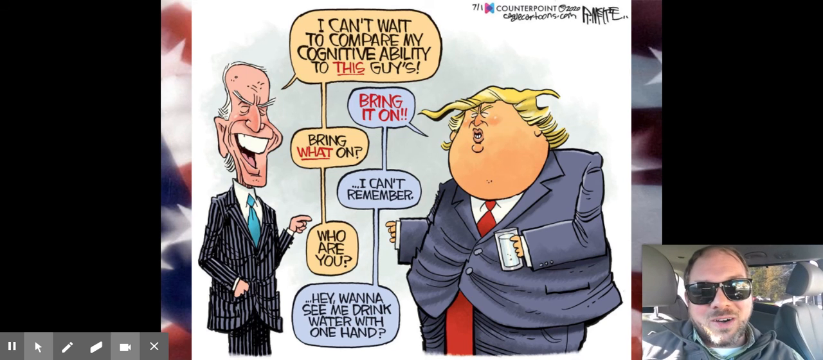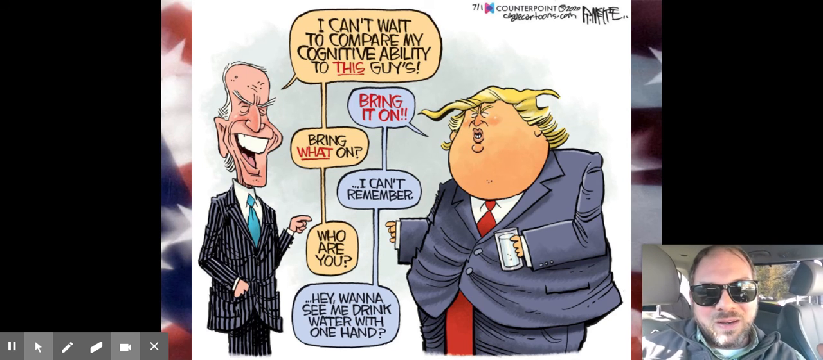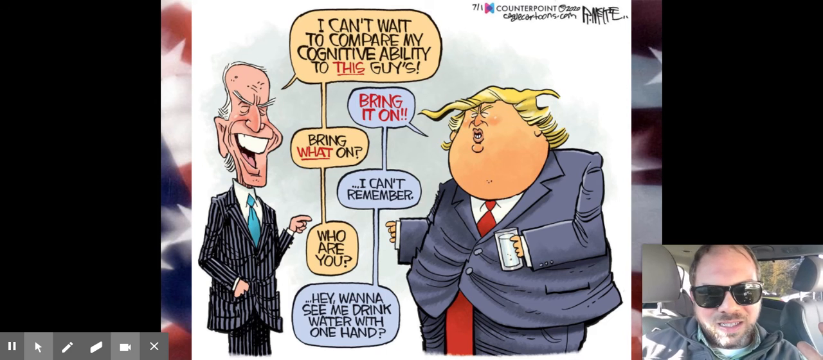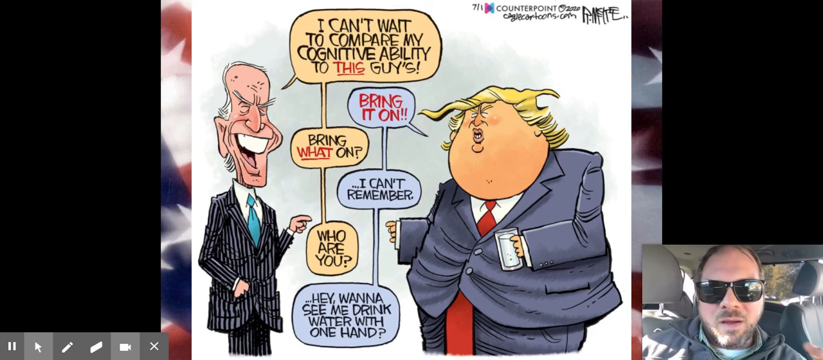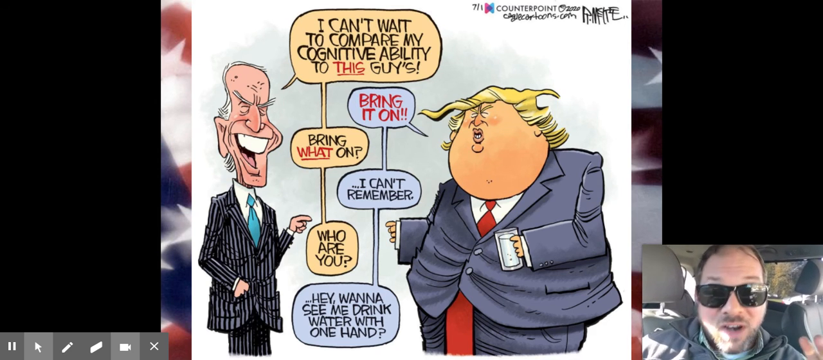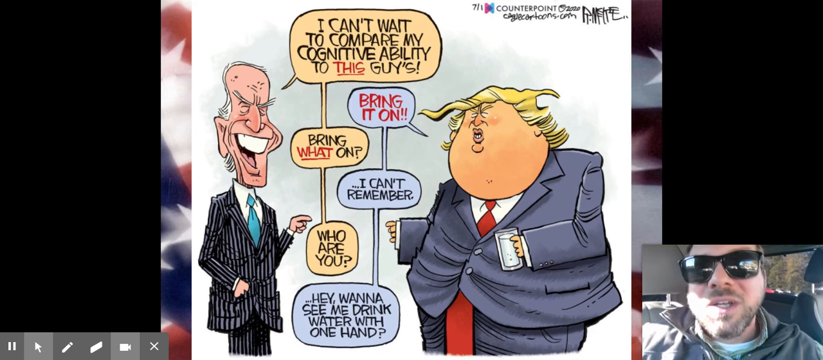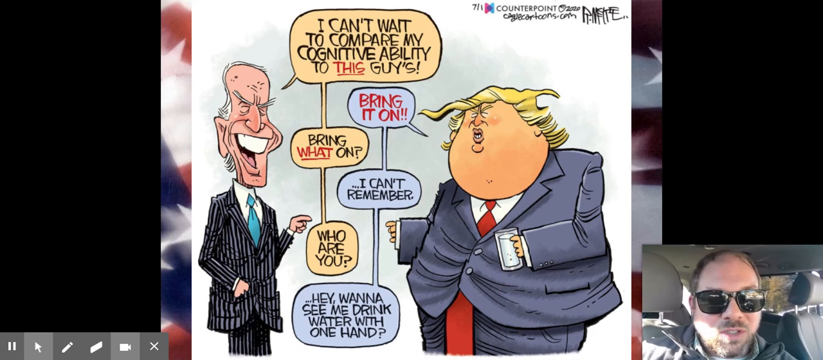But this cartoon is commenting on something. What is it? They're basically making fun of both the guys running for president being very old. Very old. So I hope this helps you a little bit with working with political cartoons.